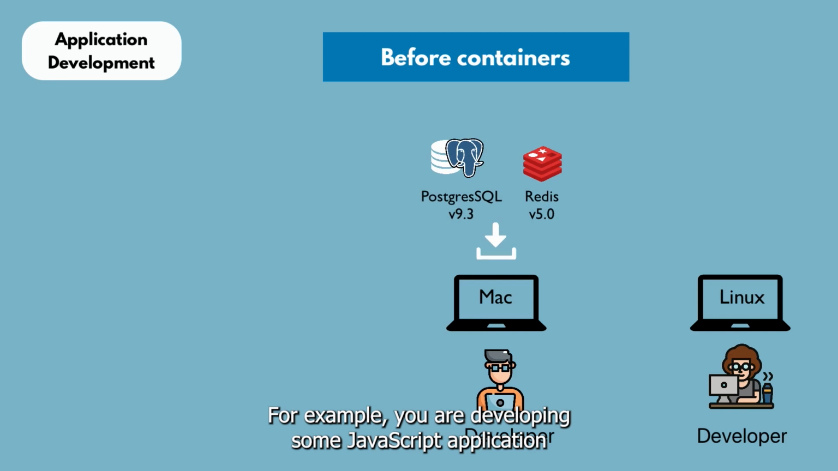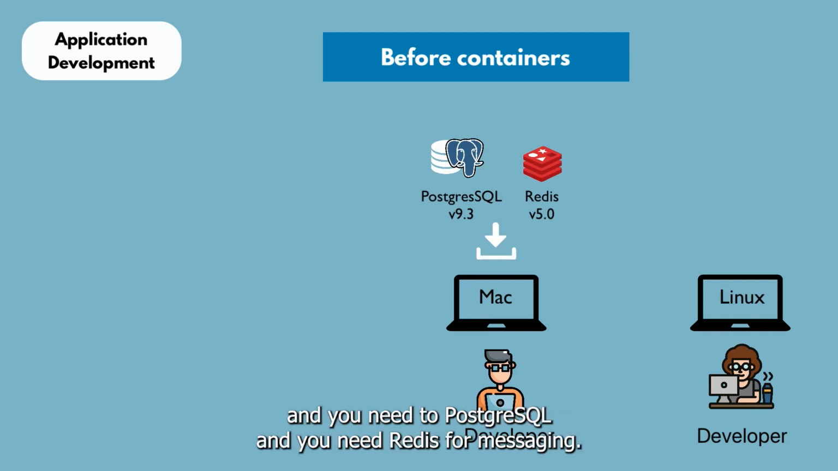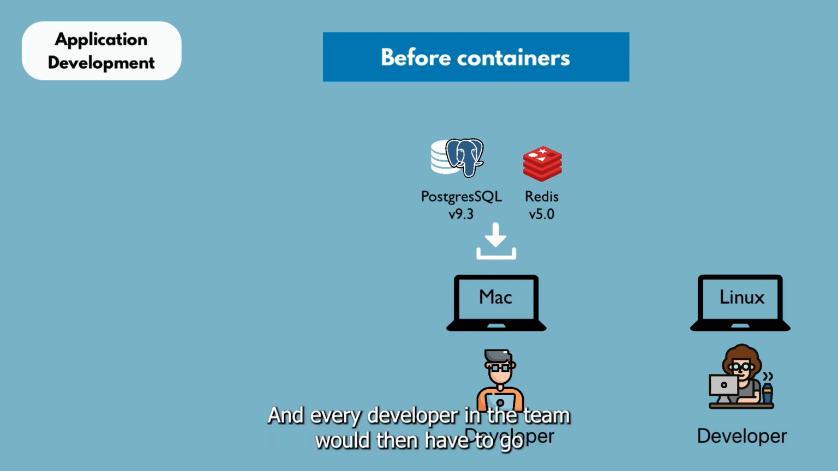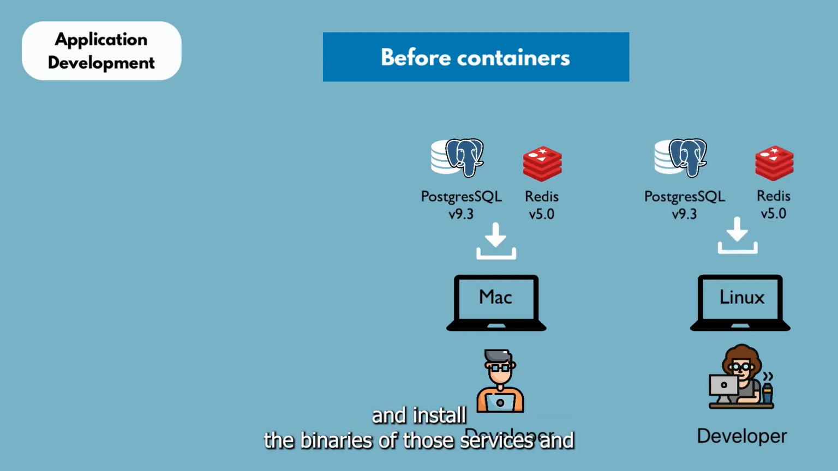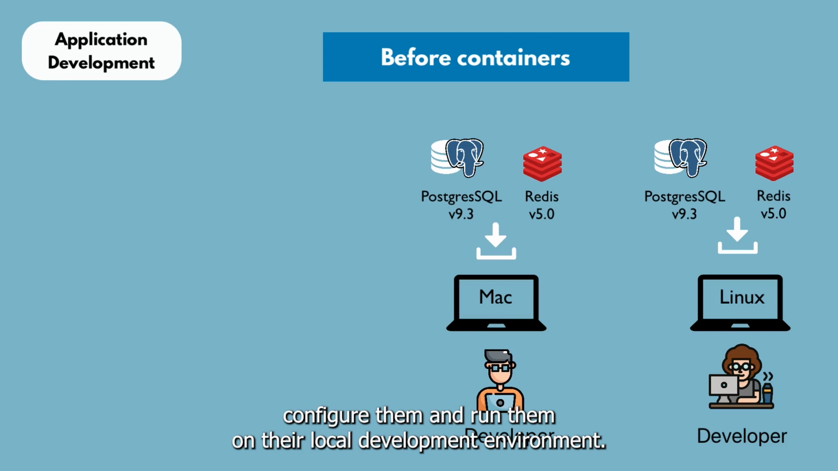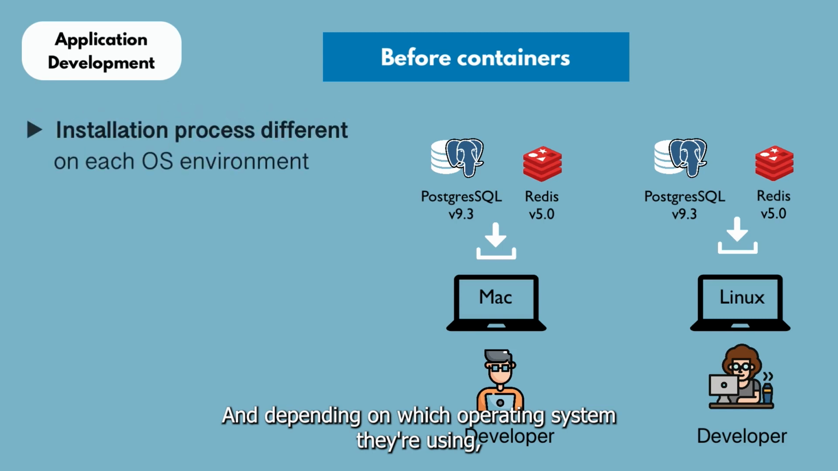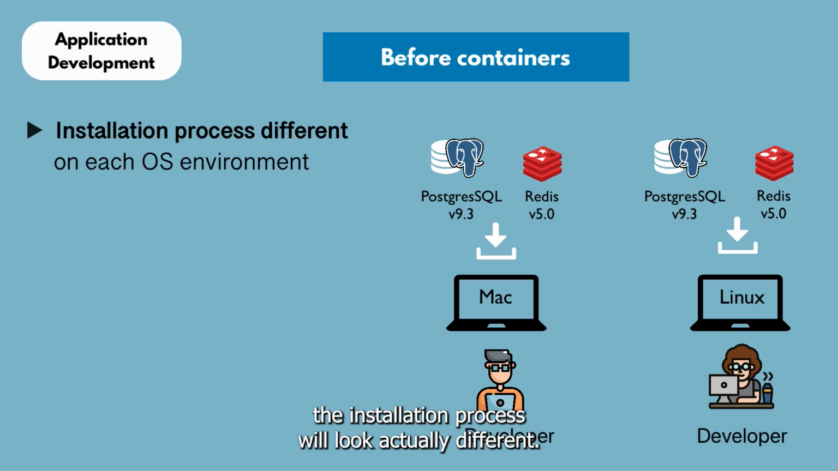For example, you are developing some JavaScript application and you need a PostgreSQL and you need Redis for messaging, and every developer in the team would then have to go and install the binaries of those services and configure them and run them on their local development environment. And depending on which operating system they're using, the installation process will look actually different.